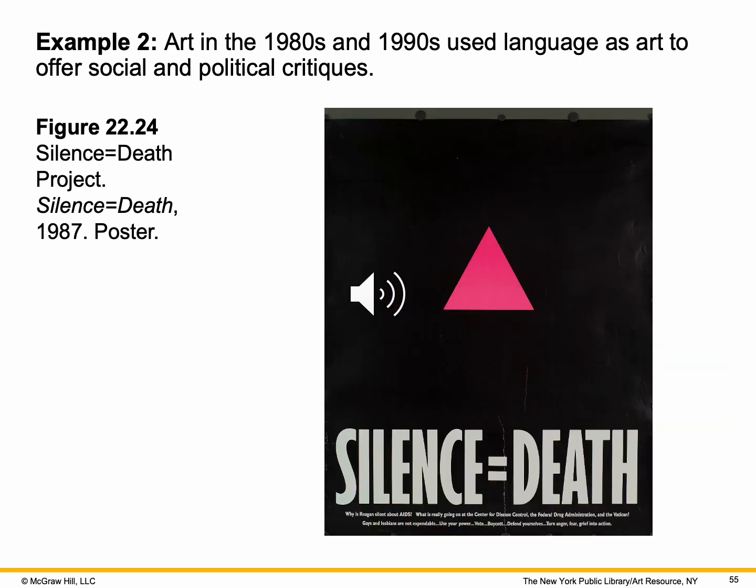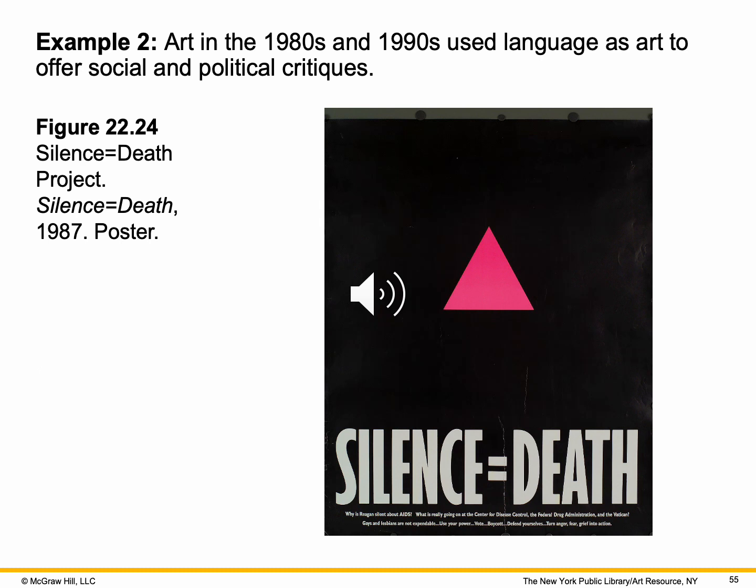A group of activists in New York City, known as the Silence Equals Death Project, took up the cause to raise awareness of AIDS and to mobilize people to political action. They designed the poster Silence Equals Death in 1987. The work is simple yet bold, with a pink triangle on black paper.